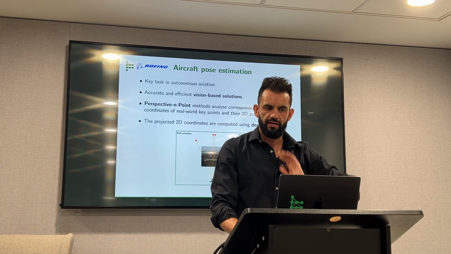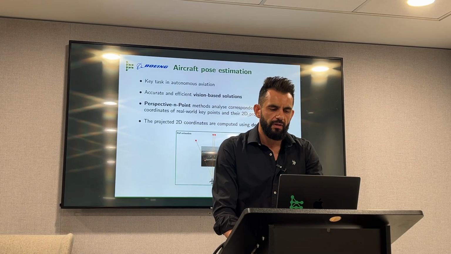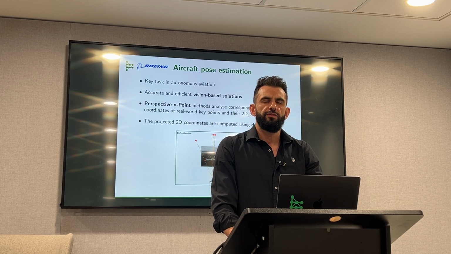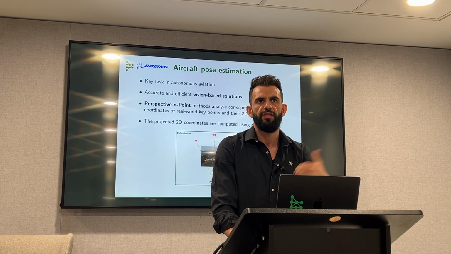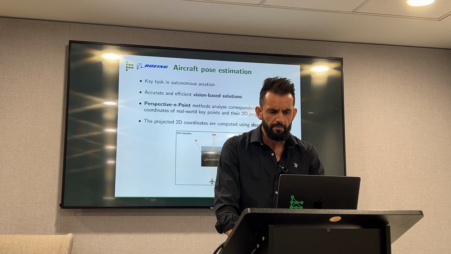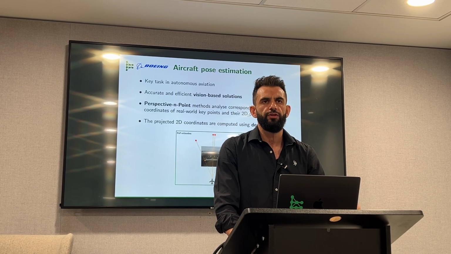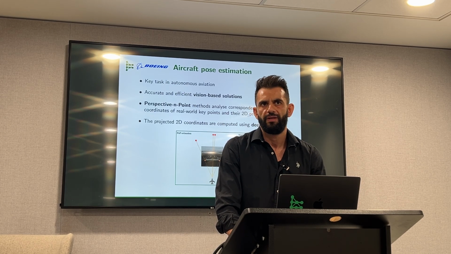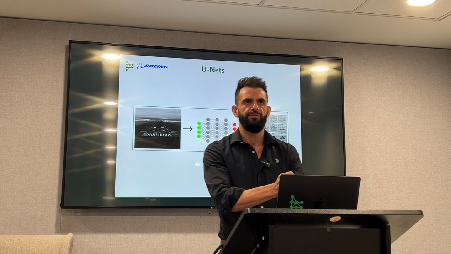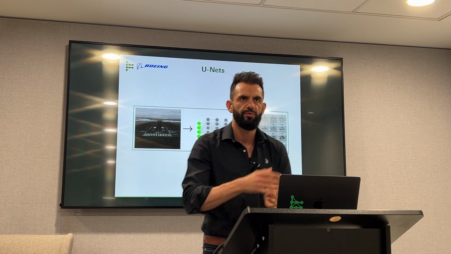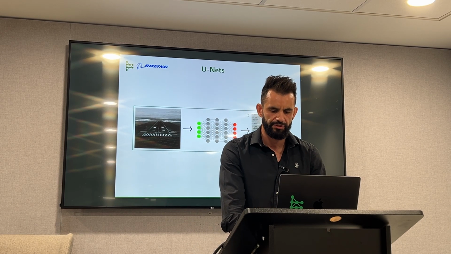So here we have an aircraft pose estimation task where we use methods that analyze correspondences between 3D key points in the real world with their 2D projections. And these 2D coordinates are computed using neural networks, U-Nets in particular. So the networks take a simple image, and they output the key points in the image.